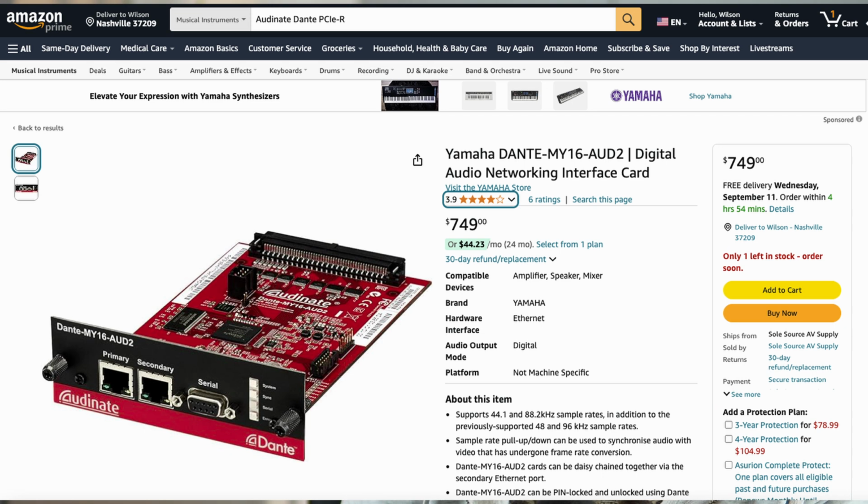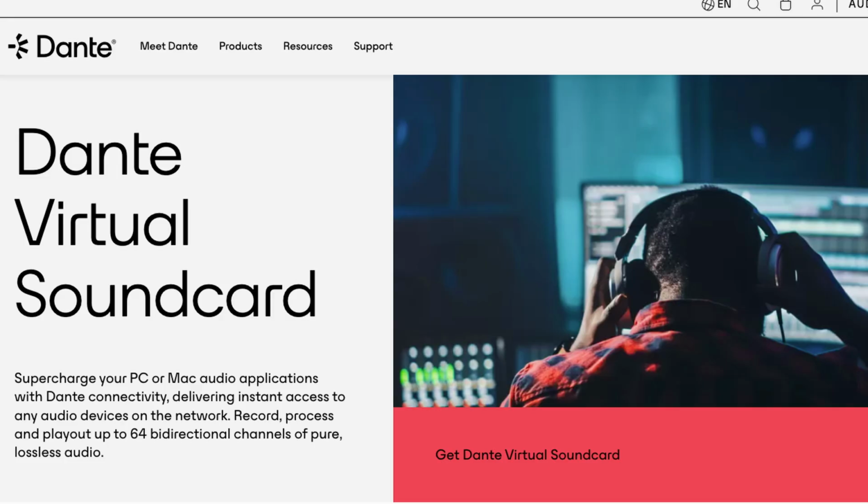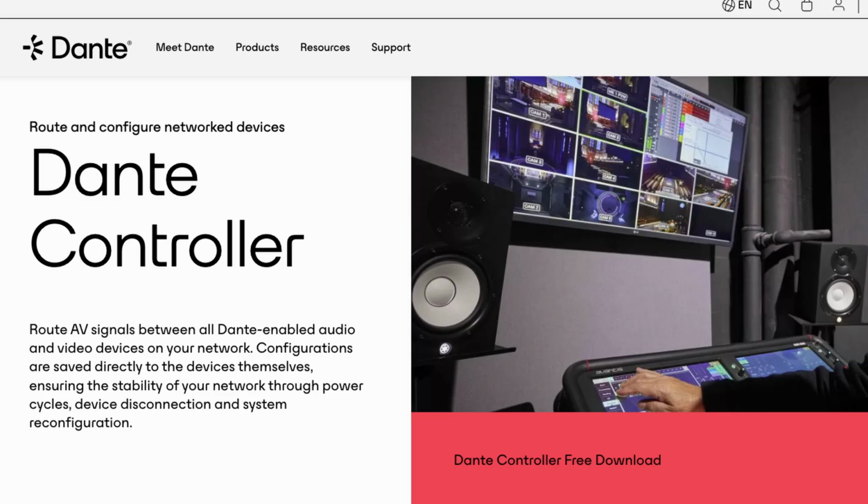about $750. Now for the software needed to set up your Dante system, you're really only going to need two things. You're going to need the Dante Virtual Soundcard, which should run you around $50 for one machine, and then the price goes up for multiple machines, meaning computers. And then you'll need the Dante Controller, which is free, and you can download it right from the website. Thank goodness, right? Because that was pretty expensive.